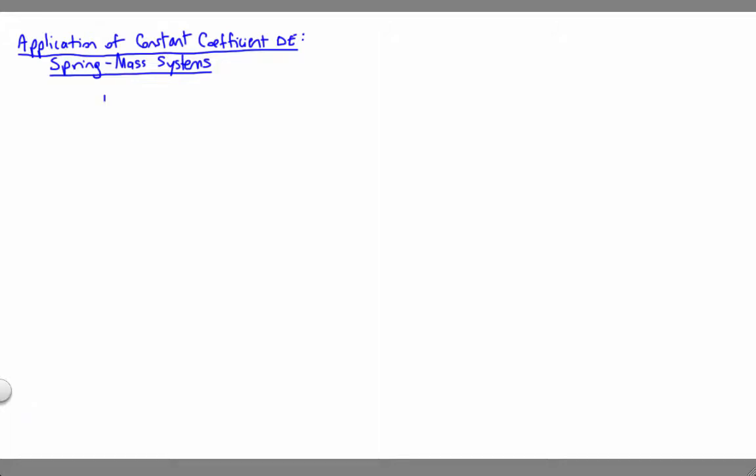So let's imagine that a spring with a mass attached is fixed to the ceiling. So here's our mass at the bottom here. Here's our spring, it's fixed to the ceiling. And the position where the mass comes to rest, this position here, we're going to call the equilibrium position.